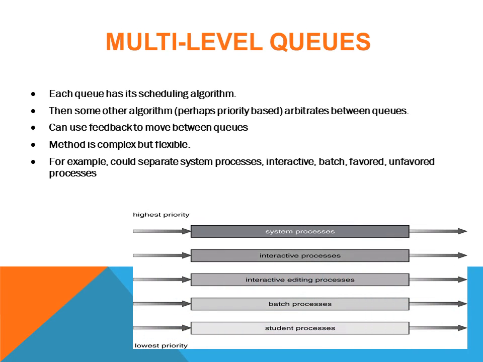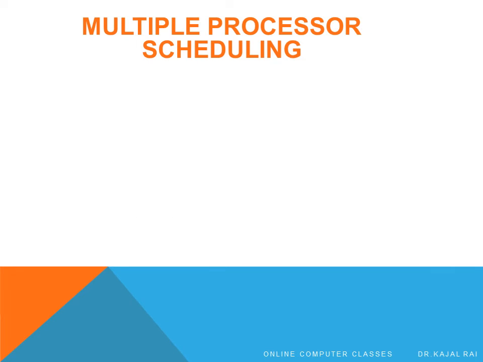So this is an example of multi-level queue scheduling: system processes, batch processes, then interactive processes, and so on. Just like that, the system processes have the highest priority, and the student or user processes have the lowest priority. This is how the multi-level queue scheduling algorithm works.